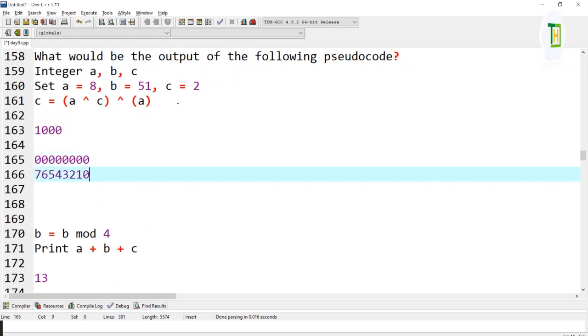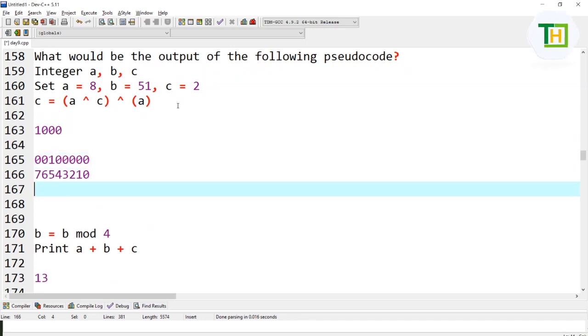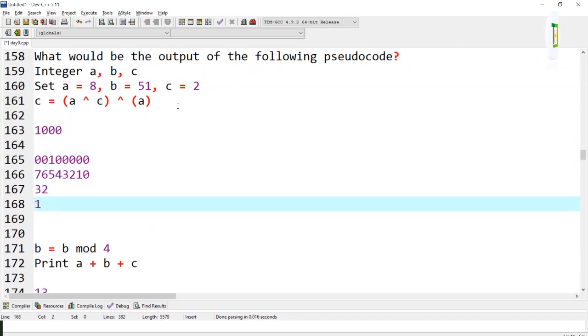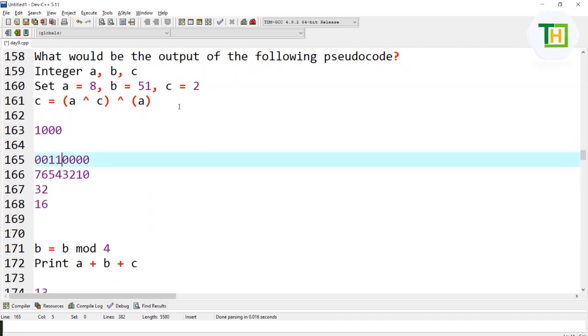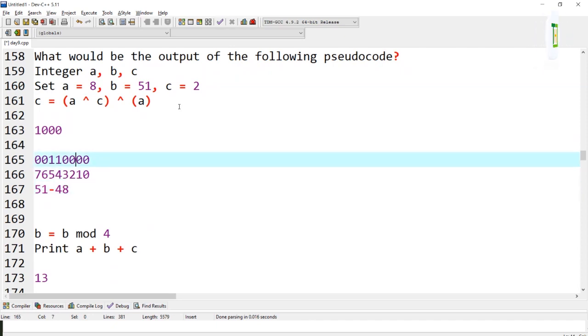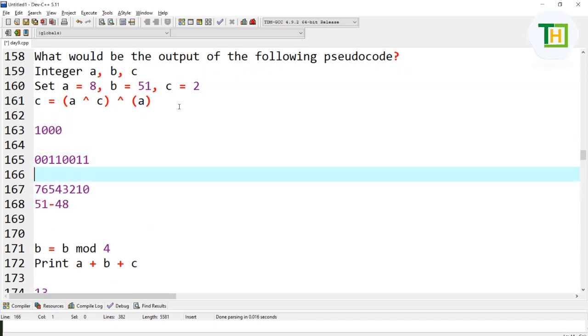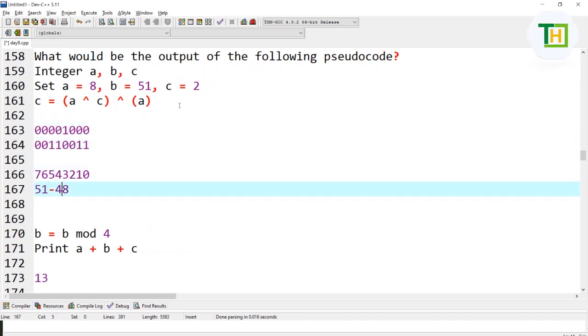Okay. I'm going to write like this. And here 2 power 5 is going to be 32. 32 plus 16 is going to be 48, right? That's why I'm going to put 1 here. Now 51 minus 48, then it becomes 3 here. 3 binary means 11. This is 51 binary. We have to normalize this one also into 8 bits like this.